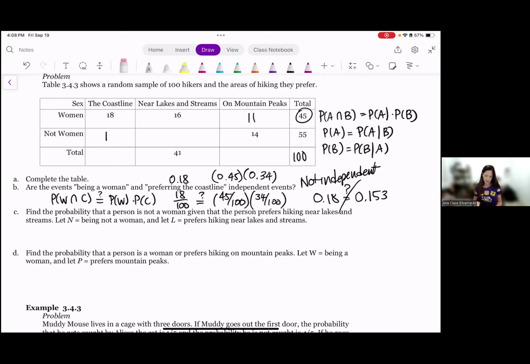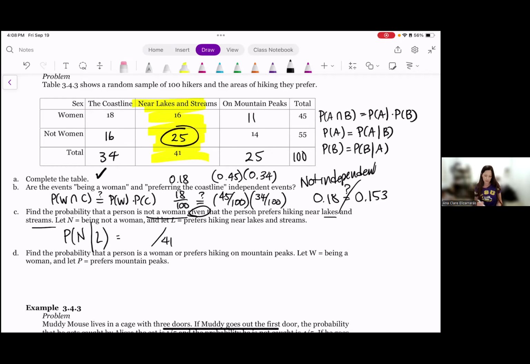All right, let's approach our next question. Find the probability that a person is not a woman given the person prefers hiking near lakes and streams. So what is the probability that you are not a woman given you prefer lakes and streams? And they tell us the notation, use N for not a woman and L for lakes and streams. So given lakes and streams, just like before where we had people sit down, I want everybody that doesn't prefer lakes and streams to sit down because all we care about are those that prefer lakes and streams. So 41 are the ones I'm looking at. Of 41, how many are not a woman? 25.